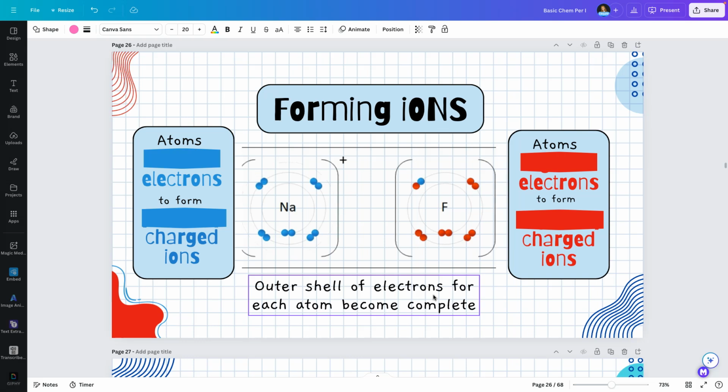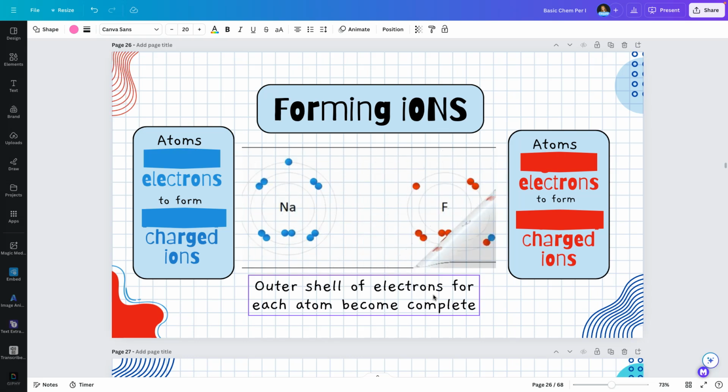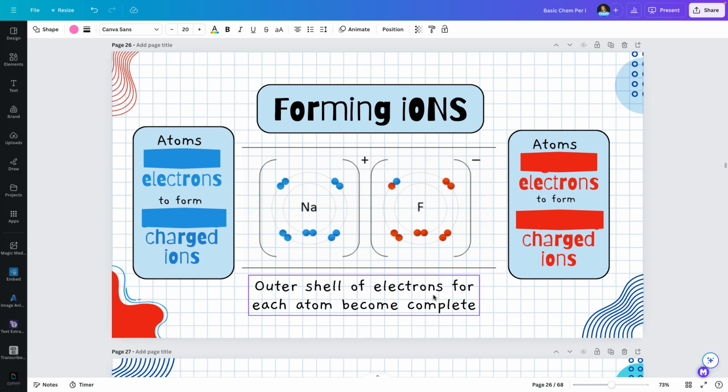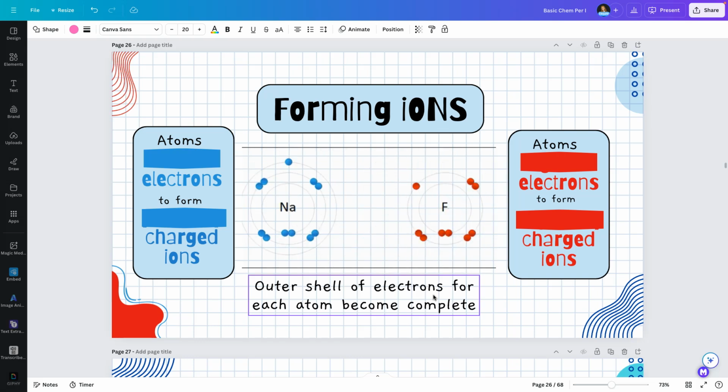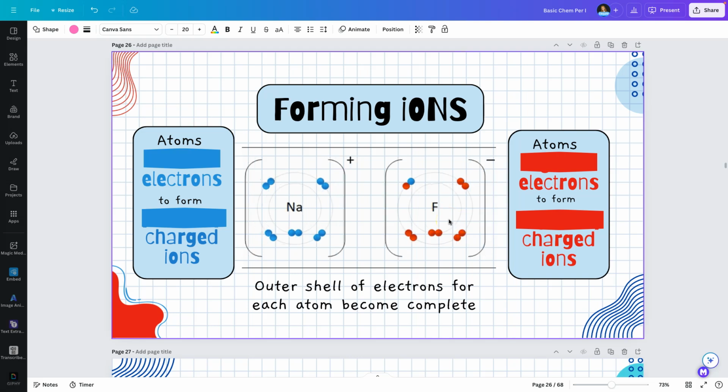It loses an electron. Sodium is losing an electron. Who's gaining it? F. Fluorine is gaining it. Okay? This becomes sodium fluoride. Okay? Sodium is losing, fluorine is gaining.